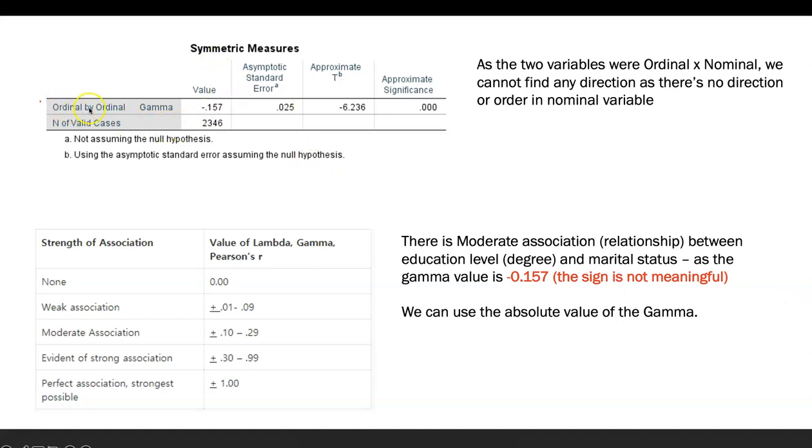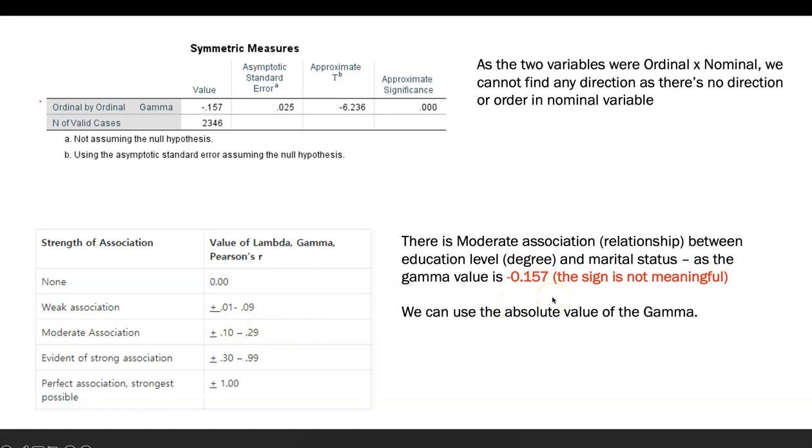So for the ordinal variable, the gamma value is negative. But again, as the two variables are ordinal and nominal, the nominal variable cannot have any direction, positive or negative. There is no direction or order in a nominal variable. But there is a moderate association because the absolute value is 0.159. So negatively or positively, the strength of the association is moderate because it belongs to this range.